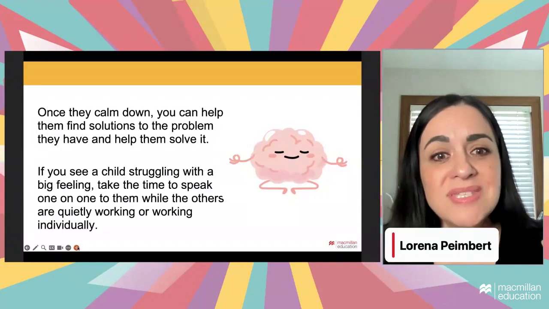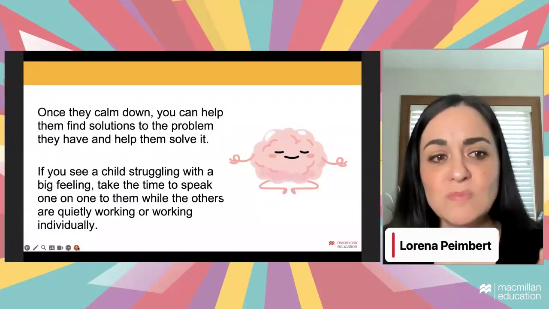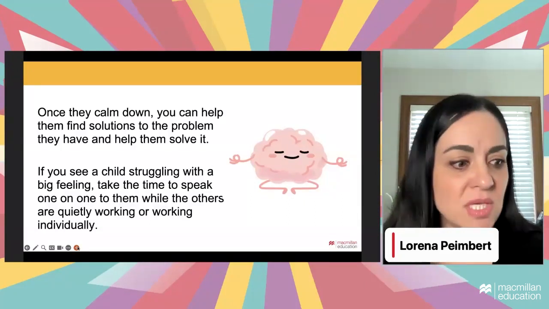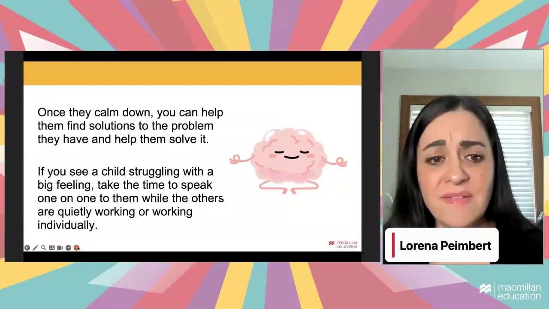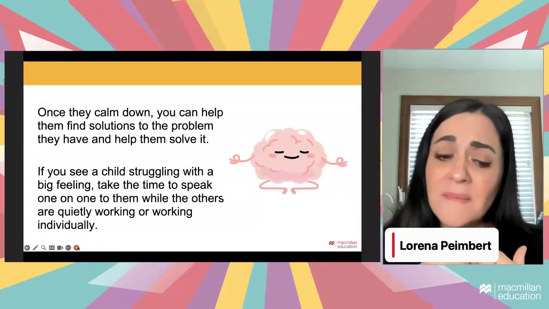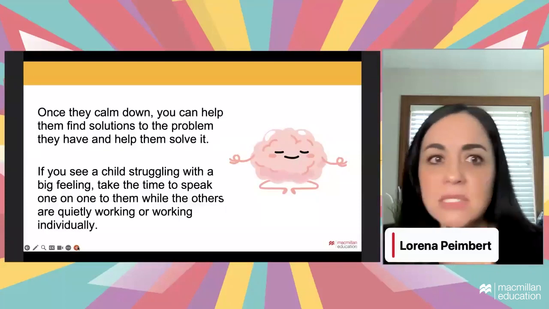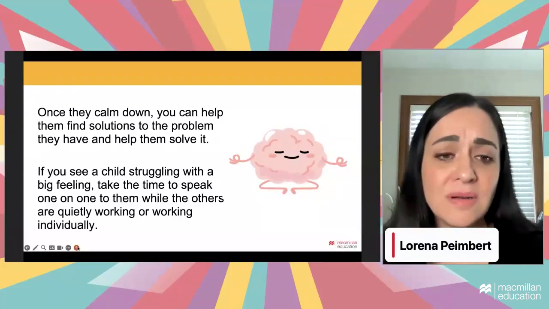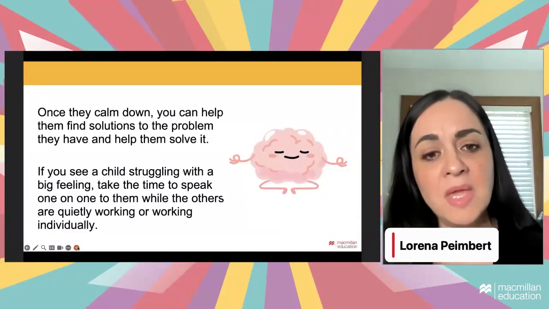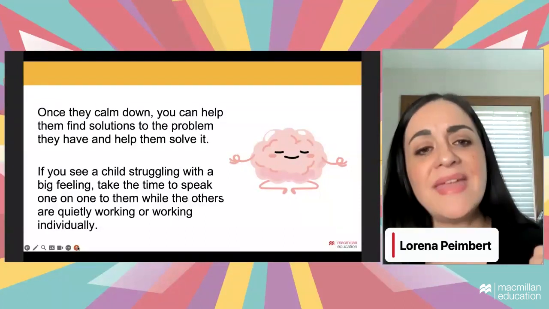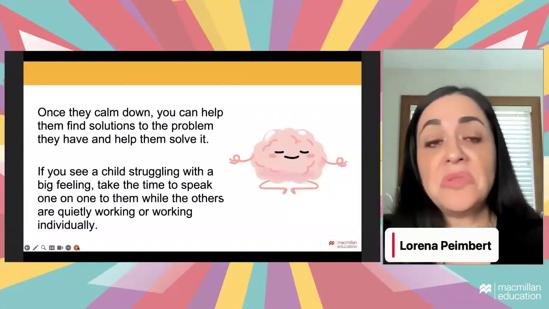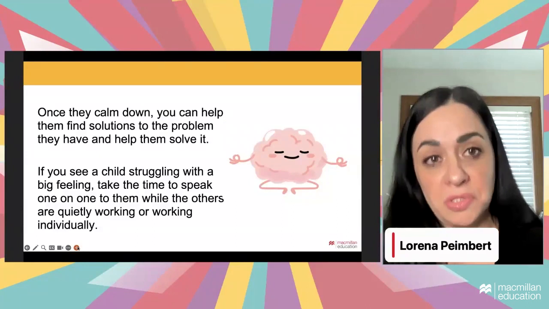Something important, if you see a child struggling with a big feeling, take the time to speak one-on-one to them while the others are quietly working or working individually. If you see, when you ask them how they feel, that they are feeling sad, and you see that they have teary eyes, or they are crying, or they are super down, act immediately. Something is happening. That child is not going to learn in the class. He's not going to learn anything. You have to be there for them, and for them to see that they have you. So then they think, oh, okay, I feel safe here. And then he's going to learn. Otherwise, he's going to be sitting there and he's not going to learn anything. All right.